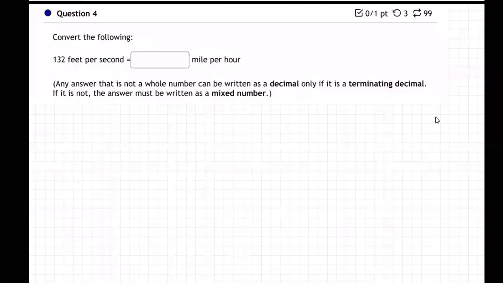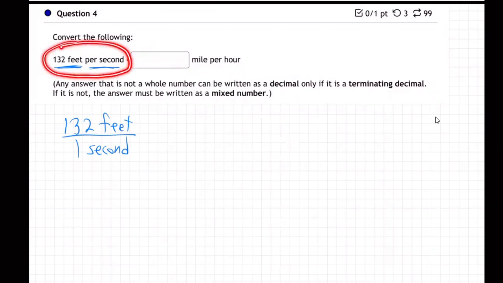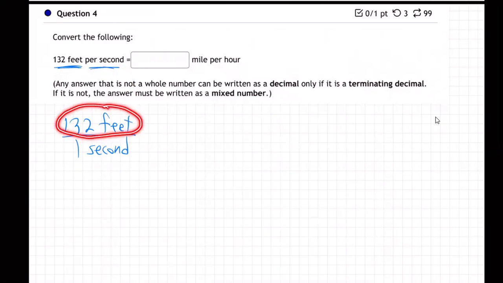Okay, so number 4, 132 feet per second. So 132 feet per 1 second. All right, so this is more tricky now because it's the first time they're giving us a unit that actually has 2 units in it. It's a ratio, right? If you're driving your car at 132 feet per second, that's actually a fraction. That means you go down the road 132 feet every 1 second.